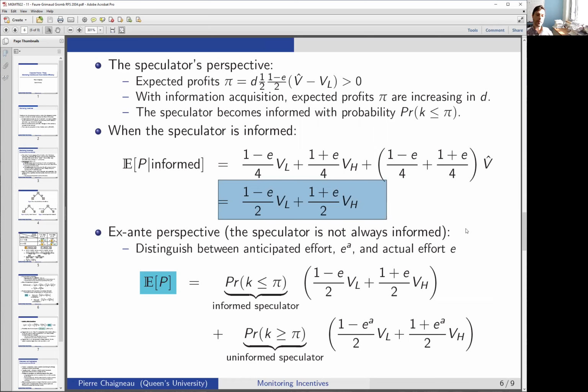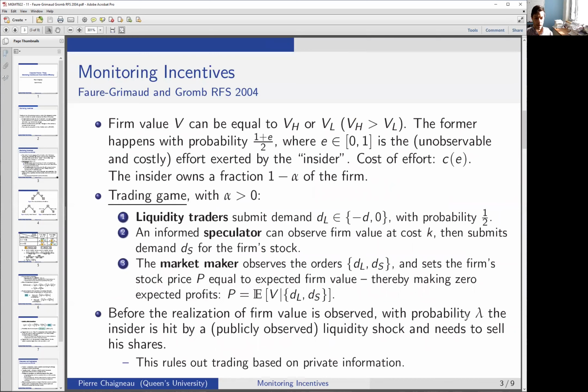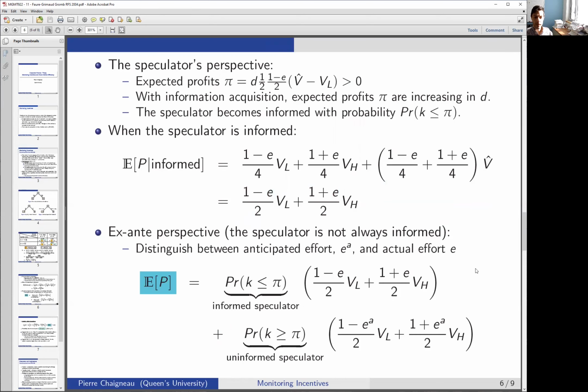And now let's take an ex-ante perspective that's going to be relevant from the insider's perspective. When the insider is going to decide on his effort, he is going to want to know what is going to be the expected stock price at which I would be able to potentially sell my shares. Now remember that this insider might be hit with some liquidity shock, with some probability lambda, in which case he would need to sell his shares. So he would sell at the stock price P. And so at the time of choosing his effort, he's going to take expectations to understand, so what would be the expected stock price at which I would be able to sell my shares.